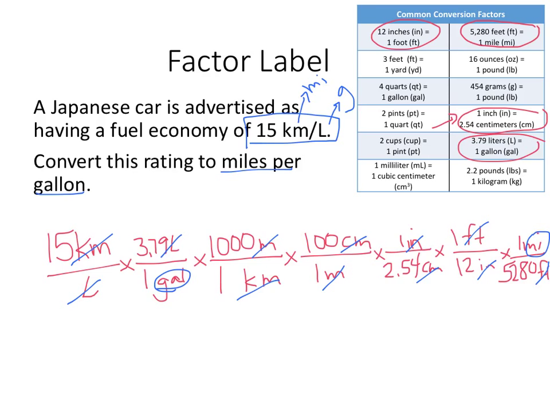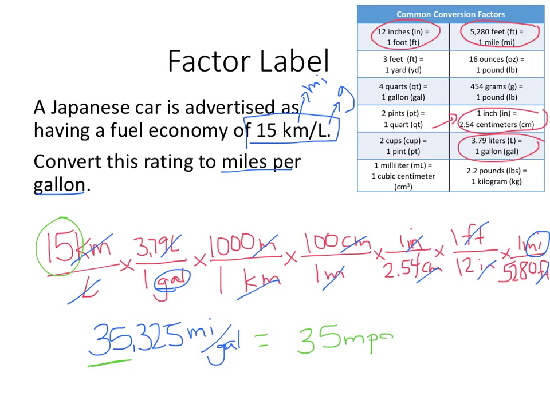I'm left with miles. So my final answer, 15 times 3.79 times 1,000 times 100 divided by 2.54 divided by 12 divided by 5,280 gives me 35.325 miles over gallons. Since my original number has two significant figures, I only want two significant figures, so let's convert that to 35 mpg. That's a pretty good fuel economy.